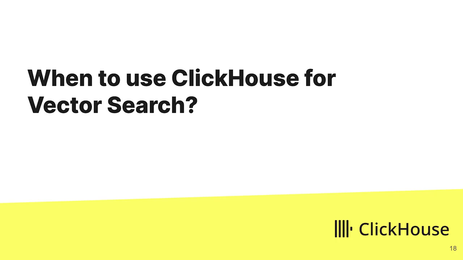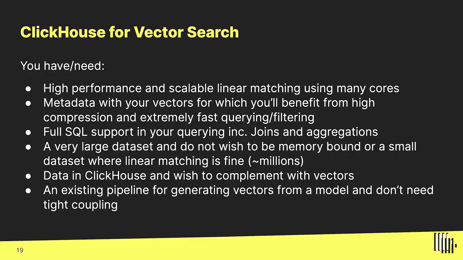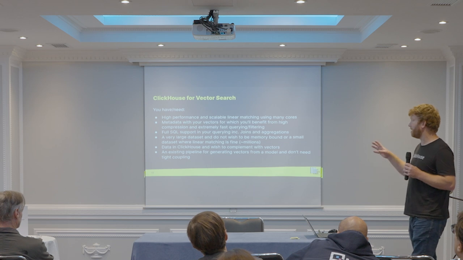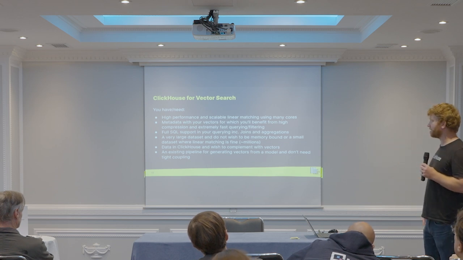So when should I think about using ClickHouse for vector search? Well, if you need scalable linear matching with many cores, I think we're a pretty good option. Also, if you've got metadata with your vector, so vectors are a subset of your data, not all of it, and you'd benefit from high compression and fast querying and filtering. And also, if you want to query vectors with full SQL support, that's really where we excel. And we're not memory bound.